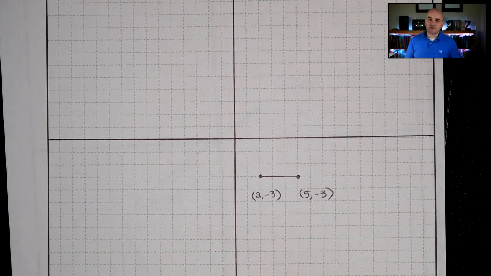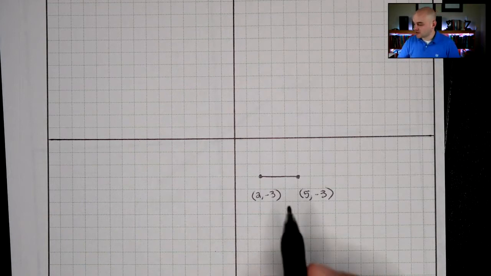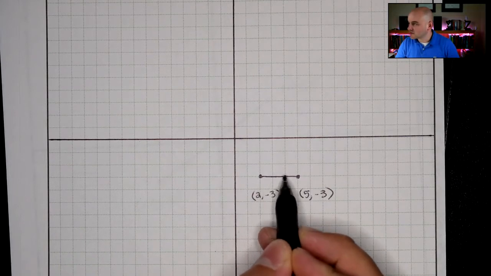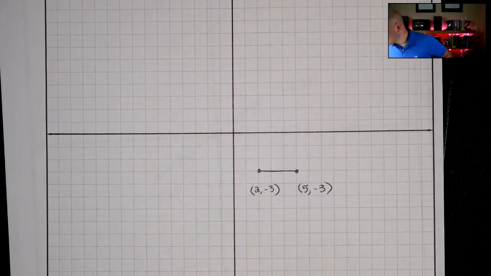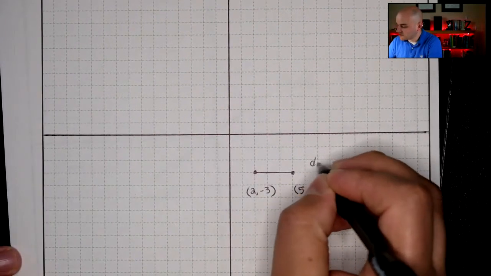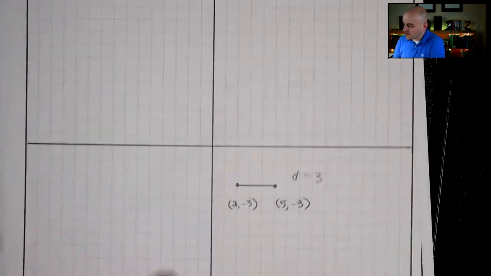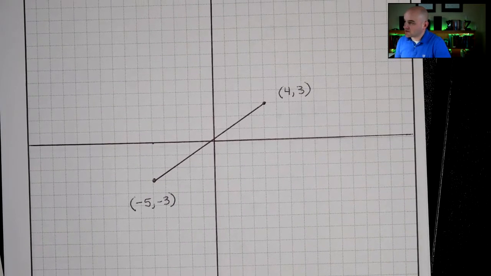So this one right here is something that we can just count the blocks, because we're just counting over units here. So we're going to go 1, 2, 3, and that's our distance. So the distance equals 3. Now, you might ask yourself, well, how can I do that if it's at an angle? Like our next example is going to look like this right here.